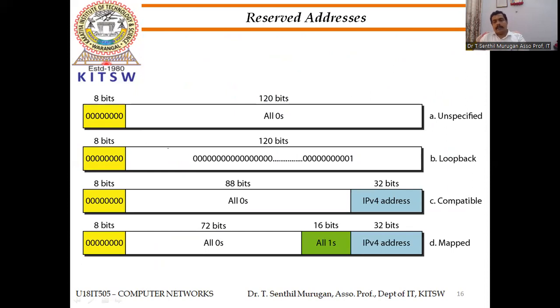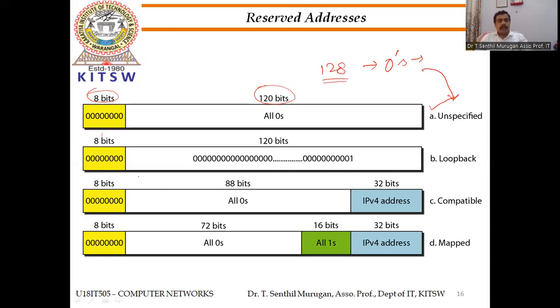So in IPv6, there are different types of reserved addresses. How will they be identified? First 8 bits should be 0. If the remaining 120 bits are also zeros, that means it is the unspecified address. Total 128 bits: out of 128 bits, 8 bits are zeros and the remaining are all also 0. That means all the bits are 0. Only zeros means that is the unspecified address.